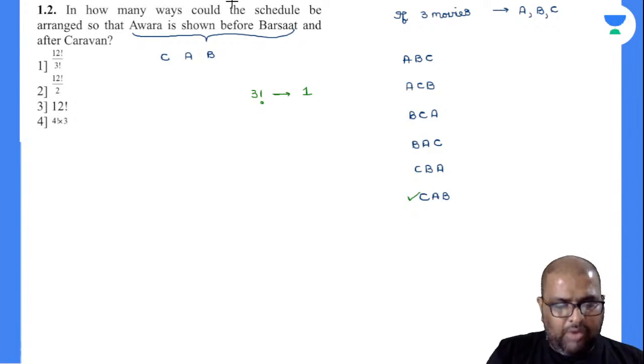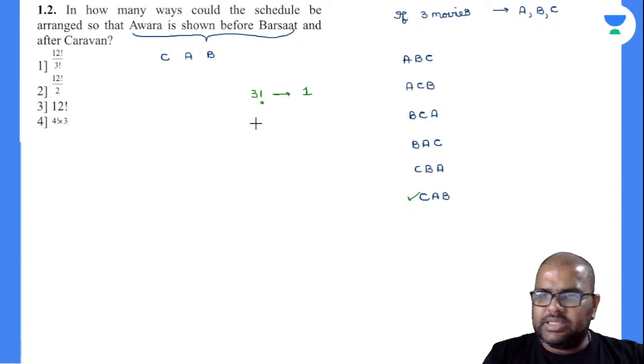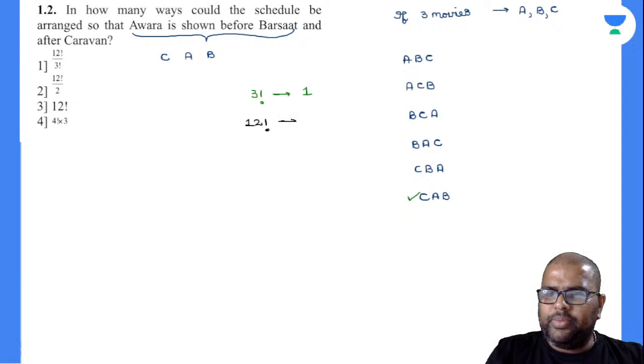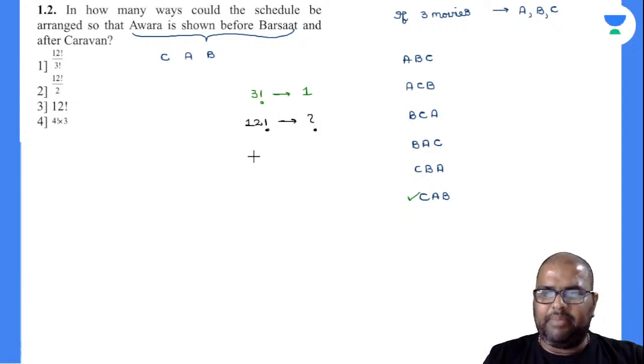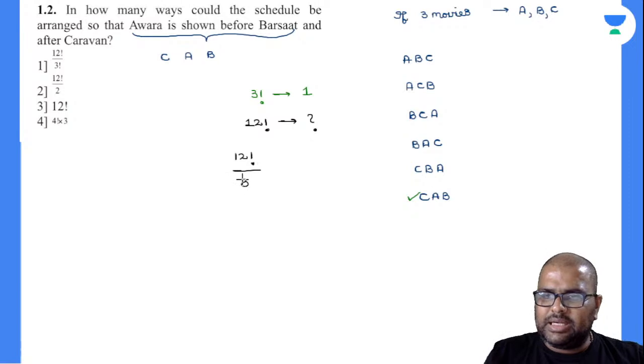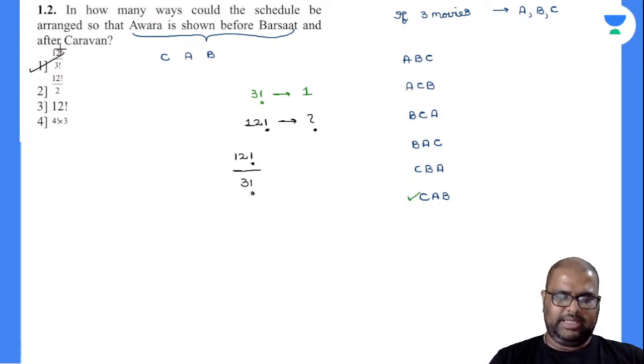Similarly, now how many movies do you have in your question? There are 12 movies there. So these 12 movies can be arranged in 12 factorial ways. So automatically how many combinations will satisfy this given condition called CAB? So your answer is nothing but equal to 12 factorial by 3 factorial. Is it that? Yes, this is your answer there. And your option number 1 satisfies there.